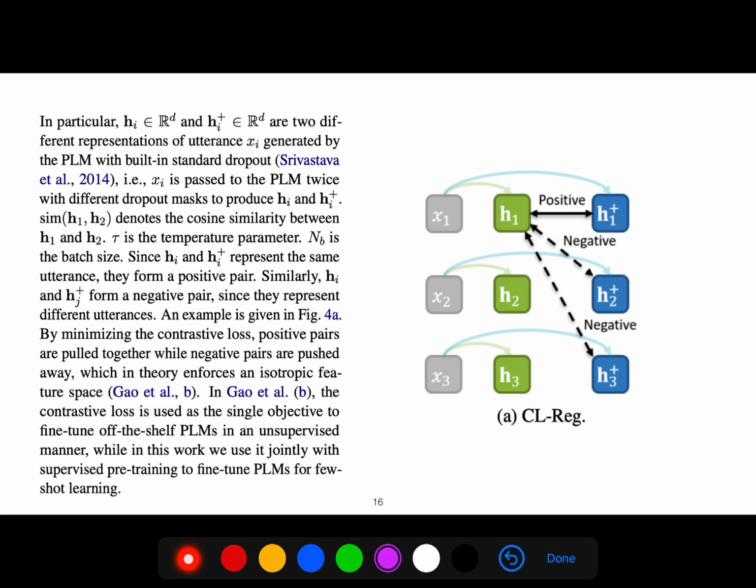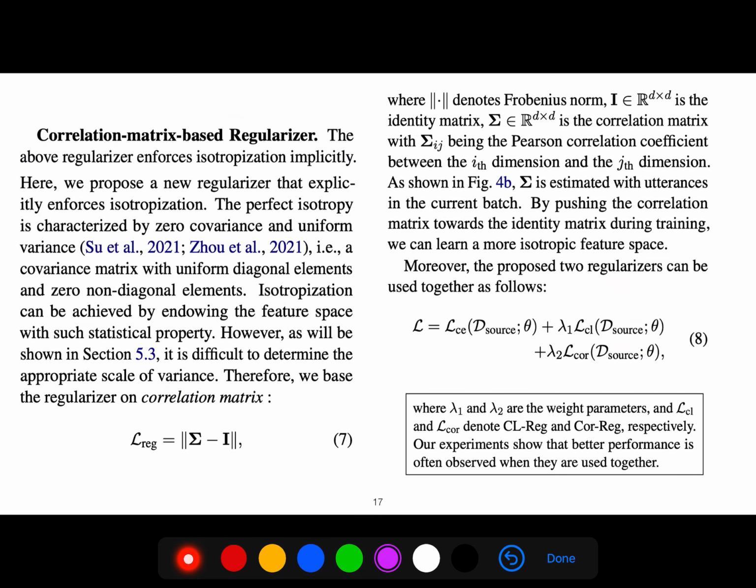So we have positive and negative examples. As you know, if you see my playlist for contrastive learning, this playlist is about few-shot learning, but I have a playlist for contrastive learning where I say that there are different methods for contrastive learning. So the above regularizer reinforces isotropization implicitly, but we propose a new regularizer that explicitly forces isotropization. So they are introducing another regularizer.